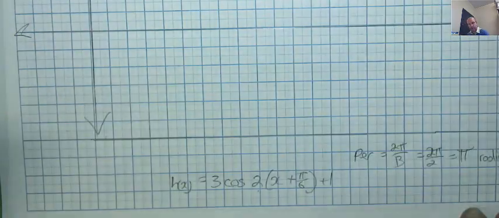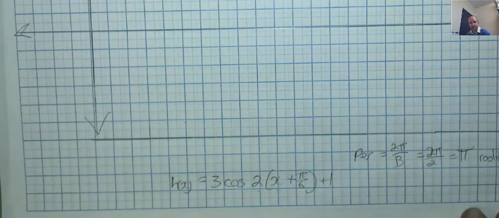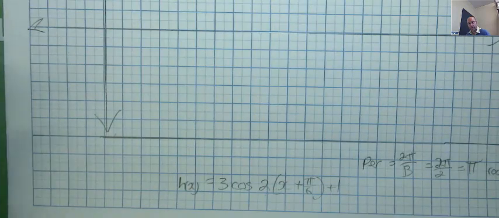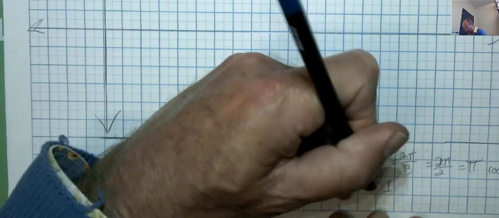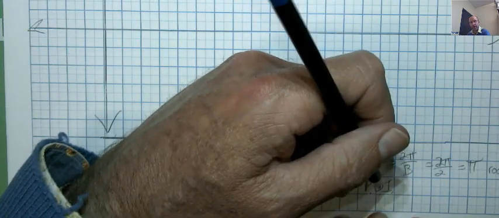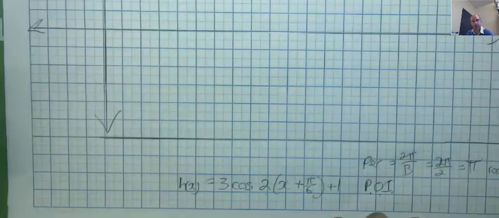So it's being compressed by a factor of 2. So that will give us a bit of an idea on how we set up our axes. Another thing that we'll do is what I call points of interest, POI. The points of interest basically are every quarter of a period.